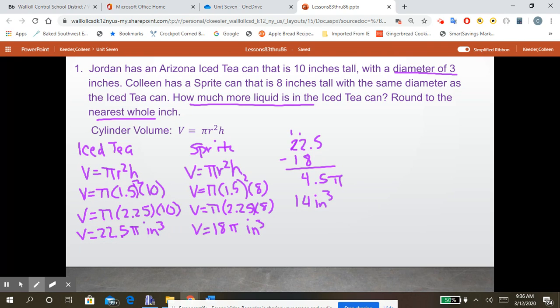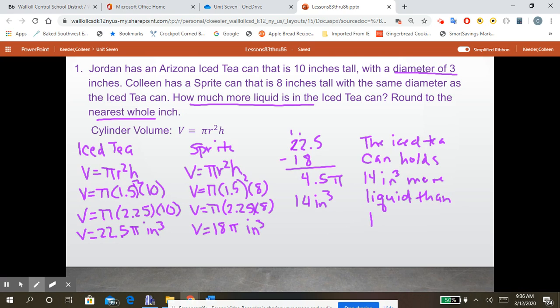So we could finish this with a statement. The iced tea can holds 14 inches cubed more liquid than the Sprite can. Done. All right, so a lot of things had to go on for that problem to actually answer it, but I think you guys can handle this. Again, take your time, don't rush, and you can do it. All right, so let's take a look at the next one.